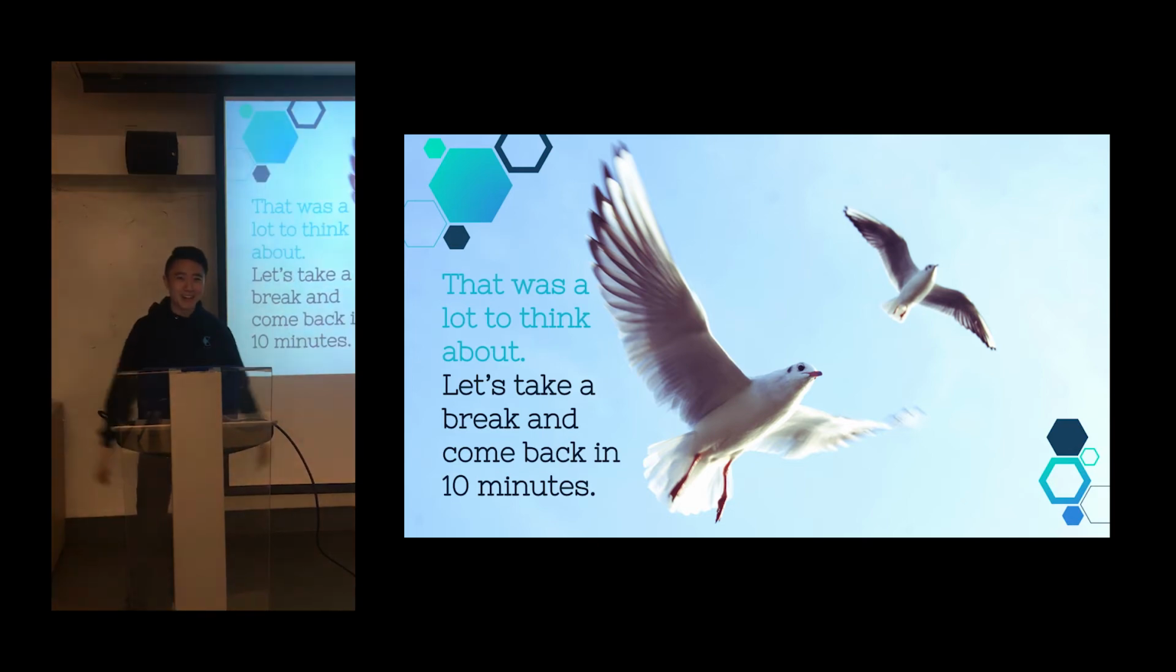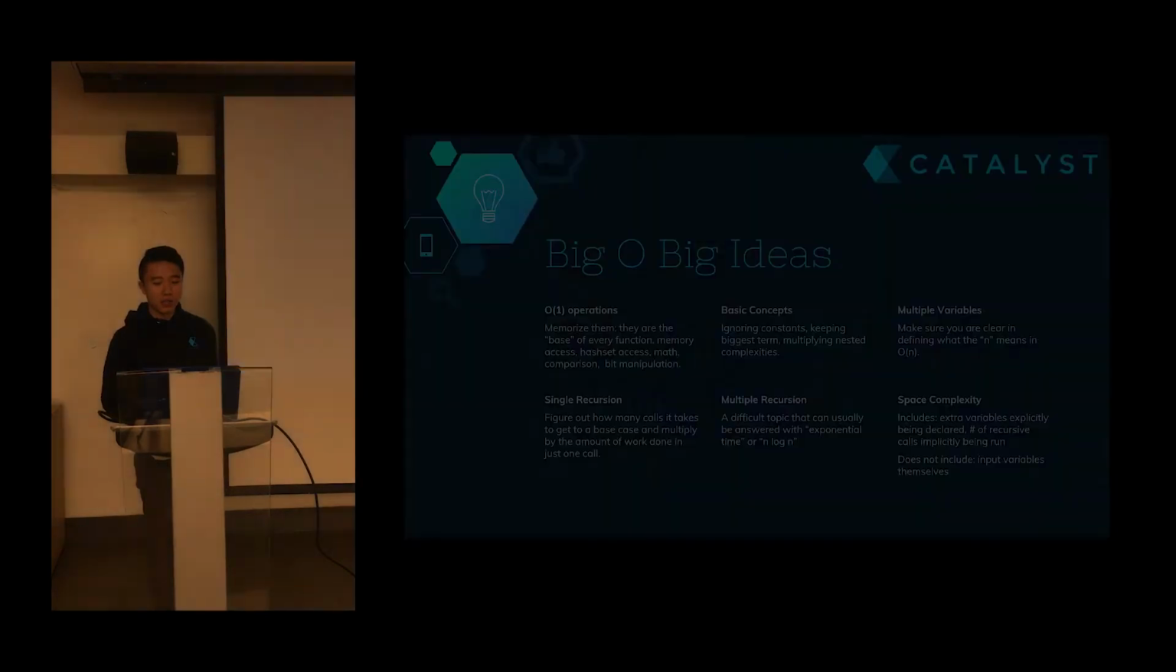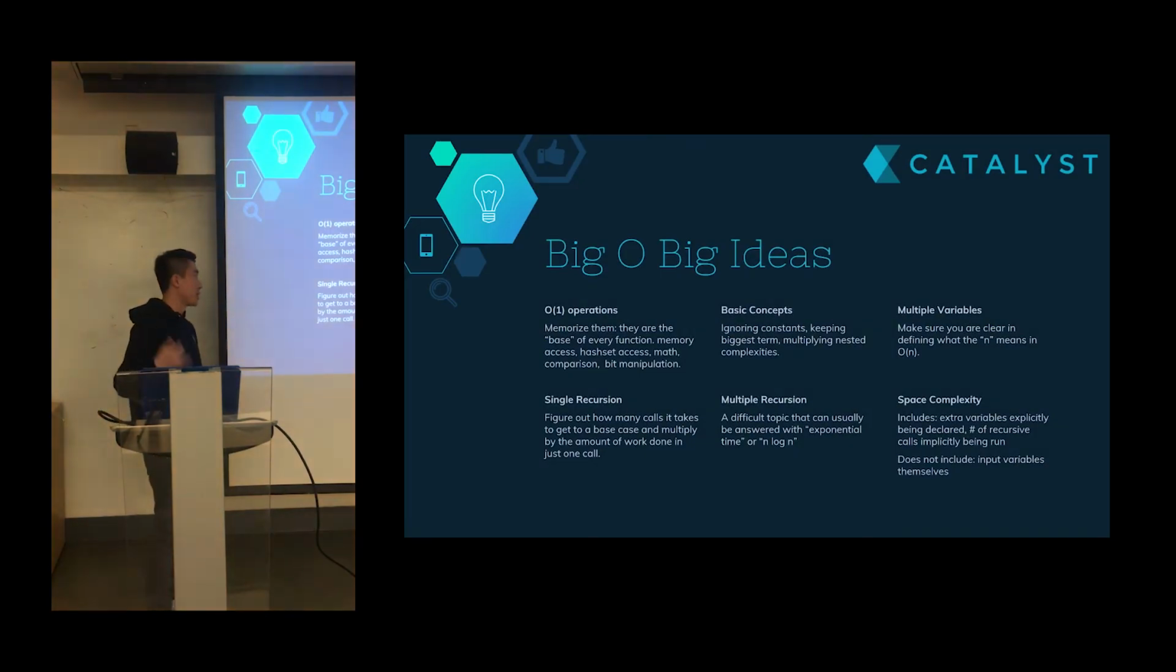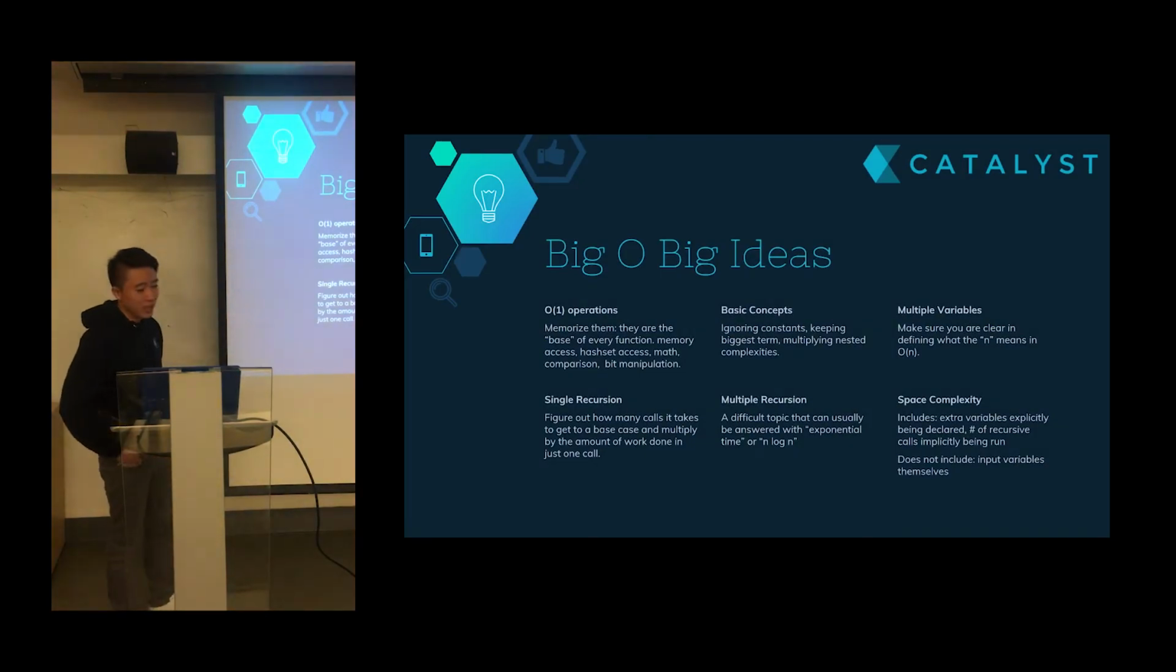Welcome back, everyone. What we're going to do now is go over a slide that reviews everything with these big ideas. If there's 6 takeaways that you have for Big O, these would be it. The first is to memorize your O of 1 operations because they're the base of every function. This is memory access, hash set access, math, comparisons, bit manipulation. Just remember them so that you don't get confused about it.